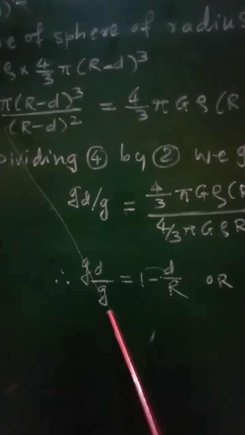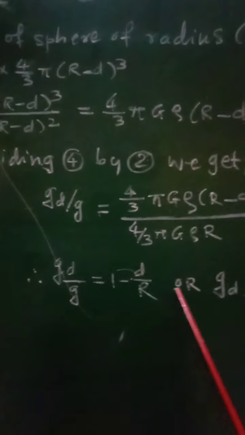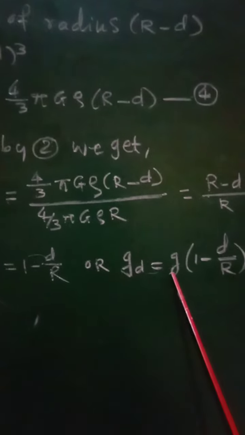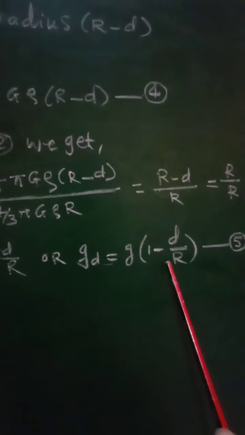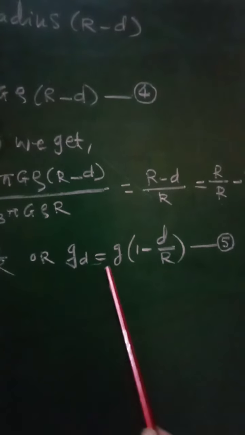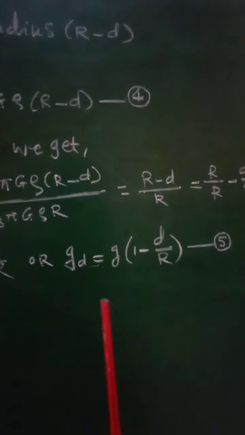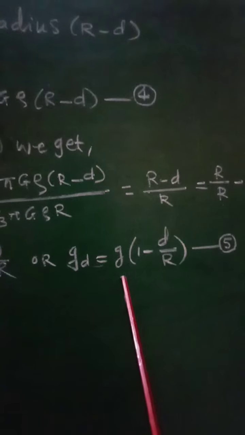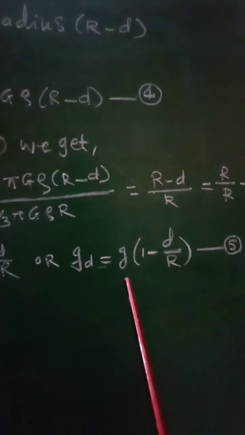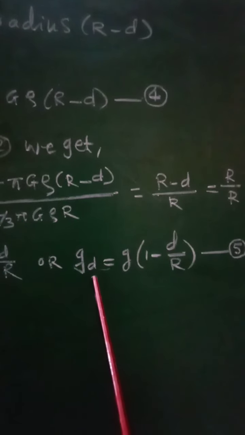g_d upon g equal to 1 minus d by R, or g_d will be equal to g into (1 minus d by R), equation number 5. g_d is equal to g into (1 minus d by R) as equation 5, and this fifth equation gives us the acceleration due to gravity at depth d.